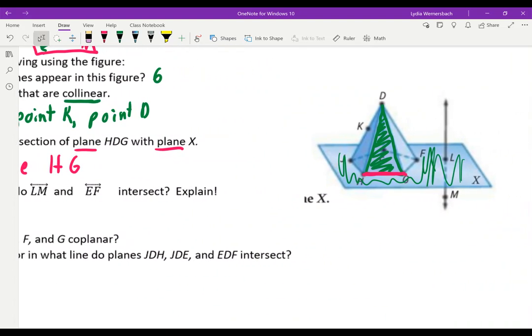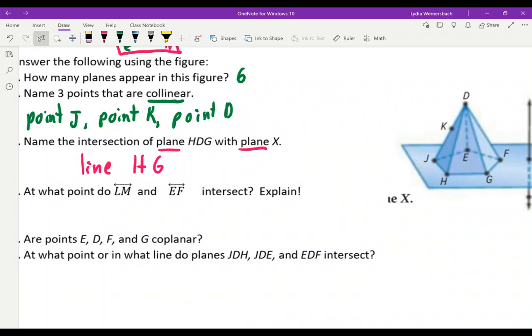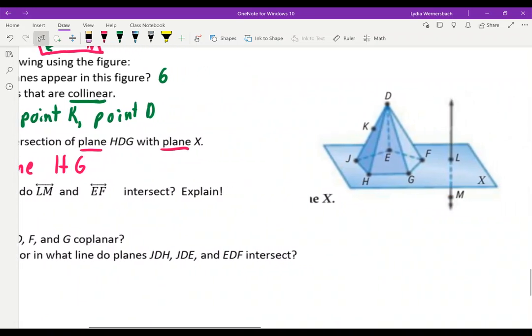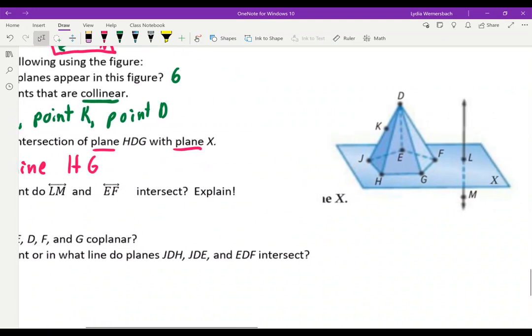Okay. So let's see. At what point does line LM and EF intersect? Again, we have 2 lines, so that means they're going to intersect at a point. So we have line LM, so that's referring to this line that's kind of going through the plane. Again, we can see that because of this dotted part, LM, and EF.